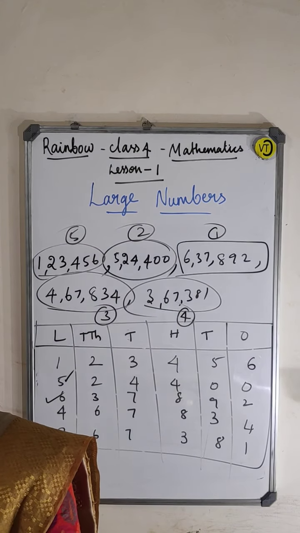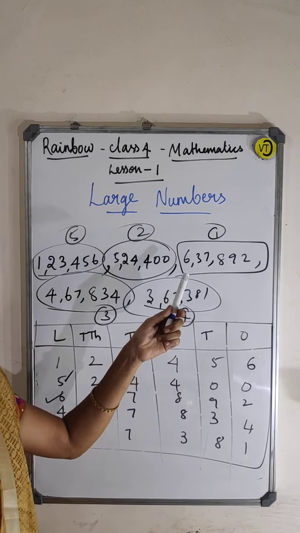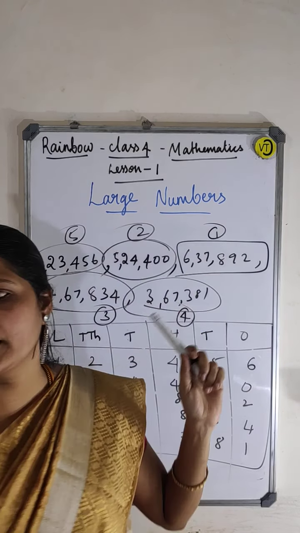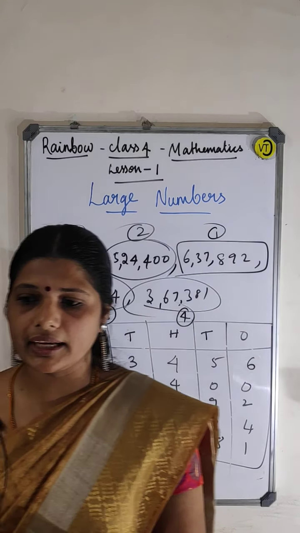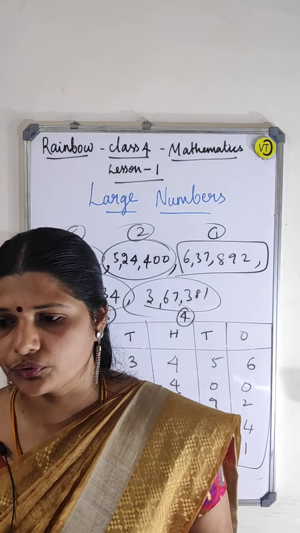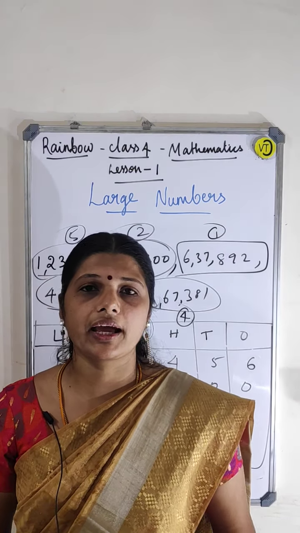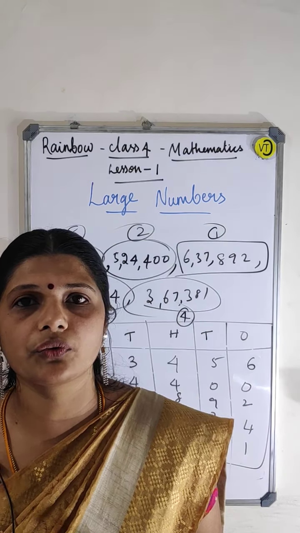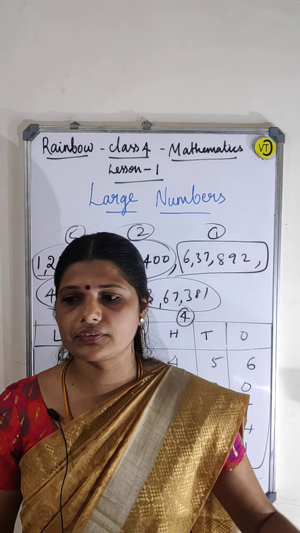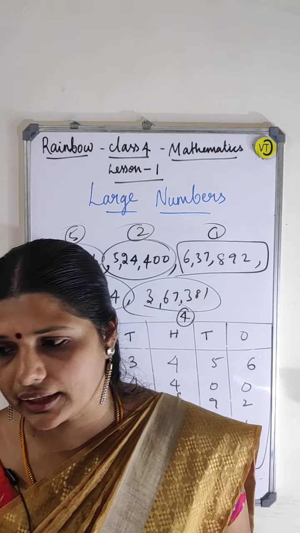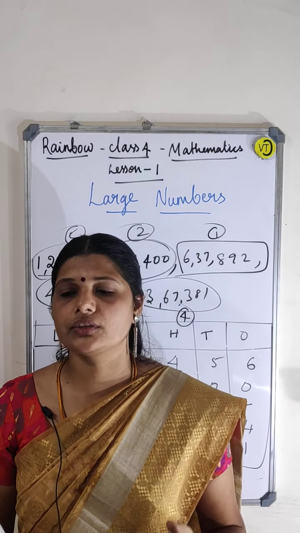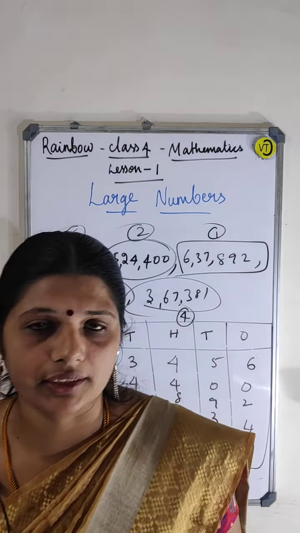I will tell you one more time. 6,37,892 is greater than 5,24,400, which is greater than 4,67,834, which is greater than 3,67,381, which is greater than 1,23,451. The least number is like that.